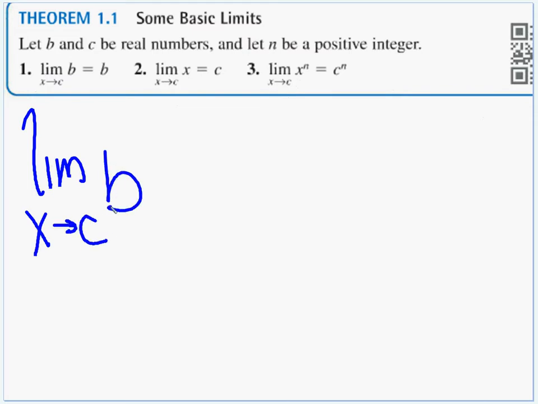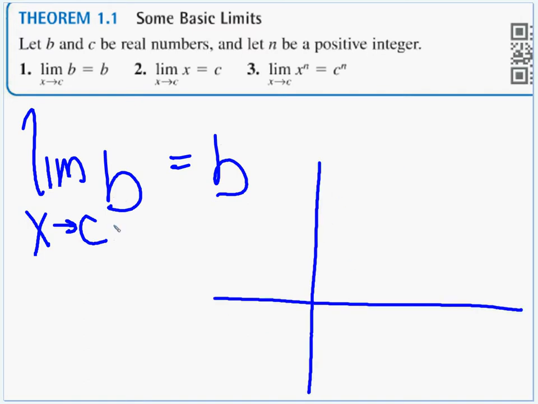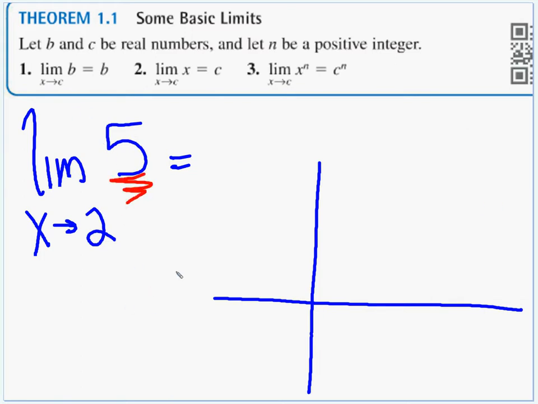Now the first one, the limit as x approaches c of b is equal to b. I like to tie this one to its graph. Let's take out that b, and we'll actually throw a number in there. Like what about the limit as x approaches 2 of 5? If we concentrate on the 5, think about the graph of that. Y equals 5 is just a horizontal line at a height of 5, close enough.